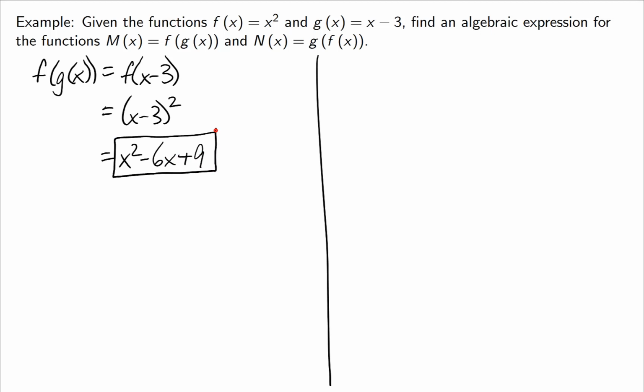The other direction, g of f of x, you would start with the inside, which is x squared this time, and then we would go to the g of x function. G of x is x minus 3. So wherever I see an x, I will replace it with x squared. So therefore, I get x squared minus 3. You'll notice that these two are not the same. And that's true in general. When you compose two functions, very often you will get two different answers.